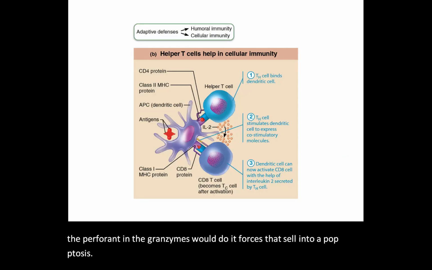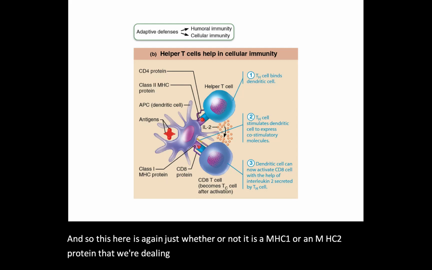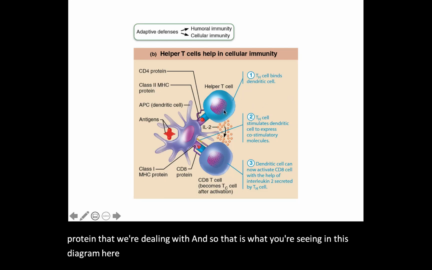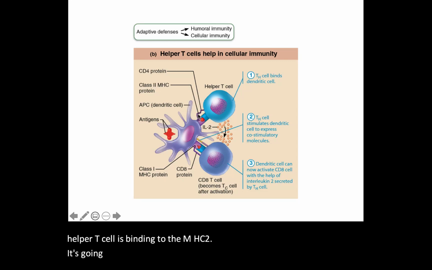And so this here is, again, just whether it is an MHC1 or an MHC2 protein that we are dealing with. And so that is what you're seeing in this diagram here. Interestingly enough, what you're seeing right here is the helper T cell is binding to the MHC2. It's going to force the CD4 pathway. And then down here, the cytotoxic is the CD8 with the MHC1 proteins.